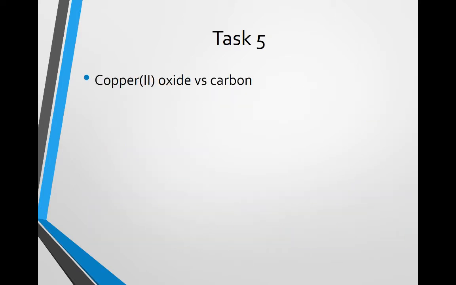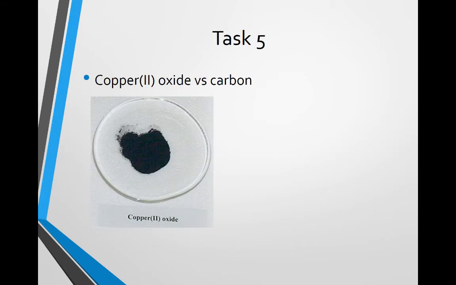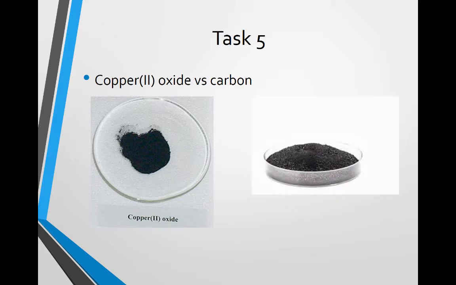Now, I'm going to give you some pictures to show you the difference between copper 2 oxide and carbon. Copper 2 oxide is the black-colored solid found on the left, whereas carbon is the substance seen on the right. You notice that they are both black in color, both are powdery, and there is really not much difference between the two if you mix them together in a mixture. Therefore, the task requires you to add the sulfuric acid to react with your copper 2 oxide.